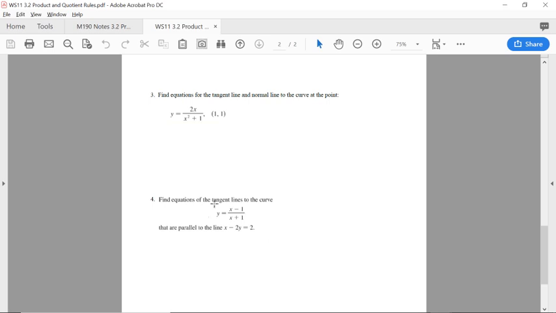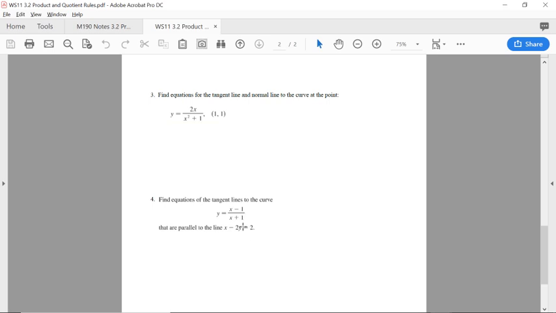In order to find equations of tangent lines, we need to compute the derivative. So we need the derivative of this function, and since this function is a quotient, we're going to need to apply the quotient rule to find that derivative. Now that's going to give us the derivative as a function, that is y prime of x. We need to actually find then the points on the curve such that that derivative would be parallel to the line x minus 2y is equal to 2.